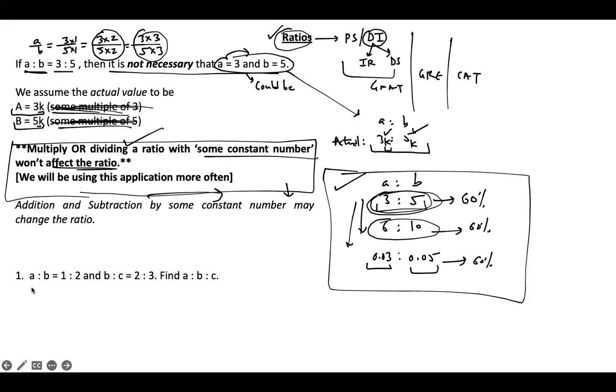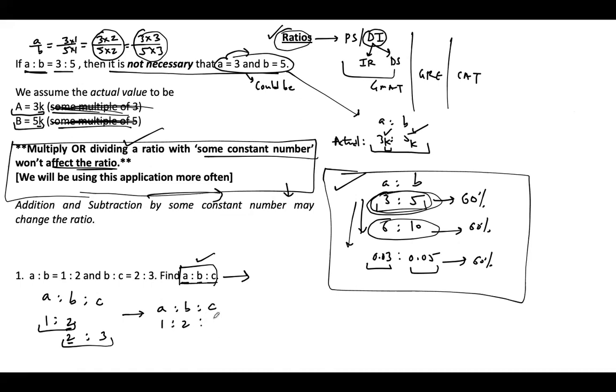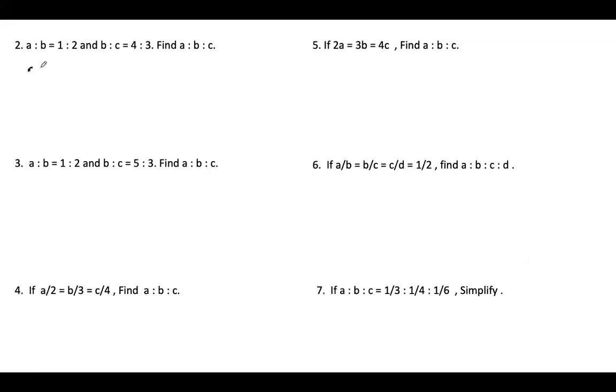So this is the first example. A ratio B is 1 is to 2 and B ratio C is 2 is to 3. You need to write the ratio of A, B, C together. Since there are two ratios and the value of B is the same in both, can I write directly 1 is to 2 is to 3? Yes. Okay, this is clear. Similarly, when you have A ratio B, B ratio C, again, you need to find A ratio B is 1 is to 2.